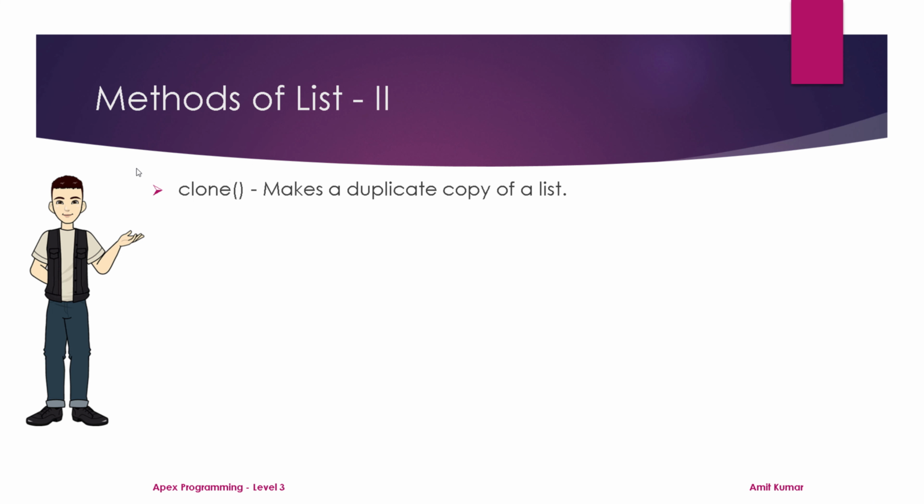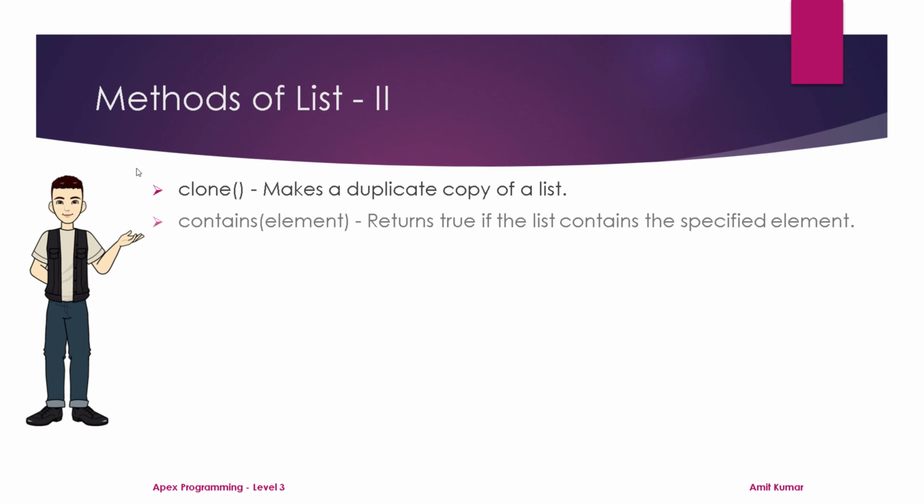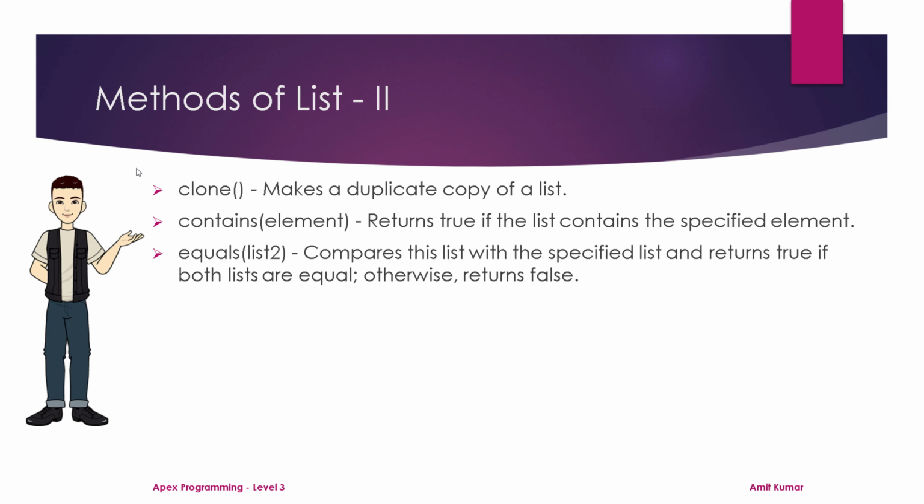Clone makes a duplicate copy of a list. Contains method, which accepts an element as parameter, returns true if the list contains the specified element. Equals method accepts another list, compares this list with the specified list and returns true if both lists are equal, otherwise it returns false.